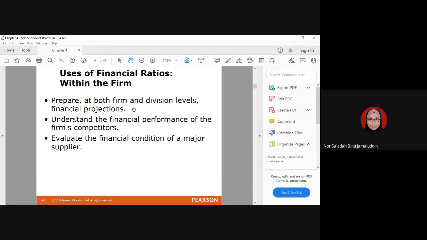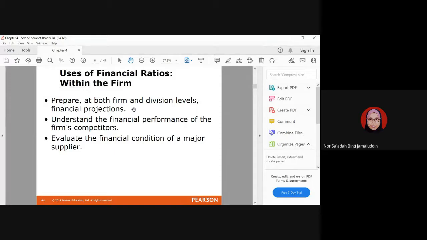Itu juga dalam financial ratios ini boleh digunakan bagi tujuan nak sediakan sama ada untuk kita punya business secara overall ataupun dalam konteks division kita punya perancangan kewangan kita. Nak buat budgeting kan, nak buat capital budgeting dan sebagainya, kita guna ratios tersebut sebagai rujukan.